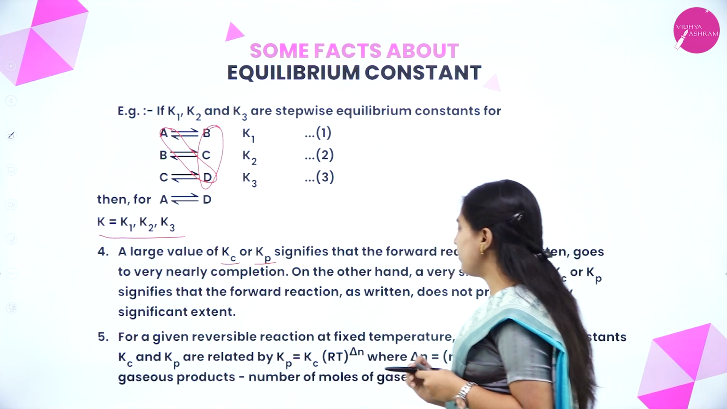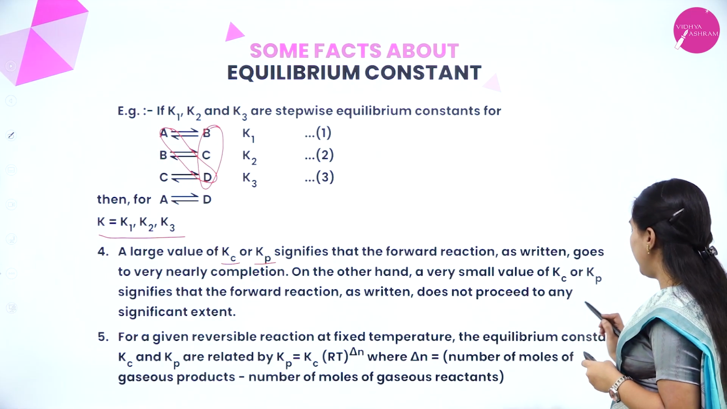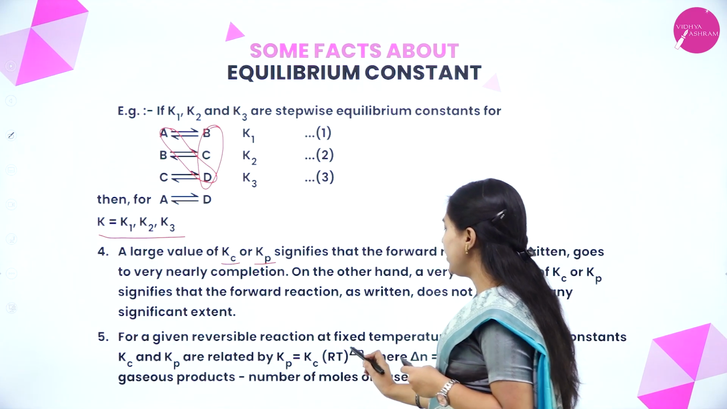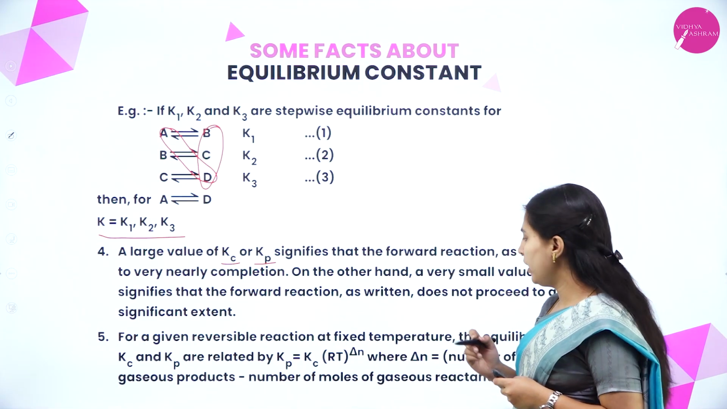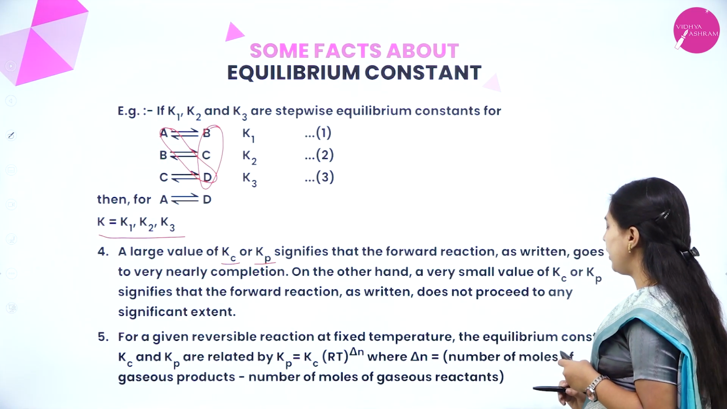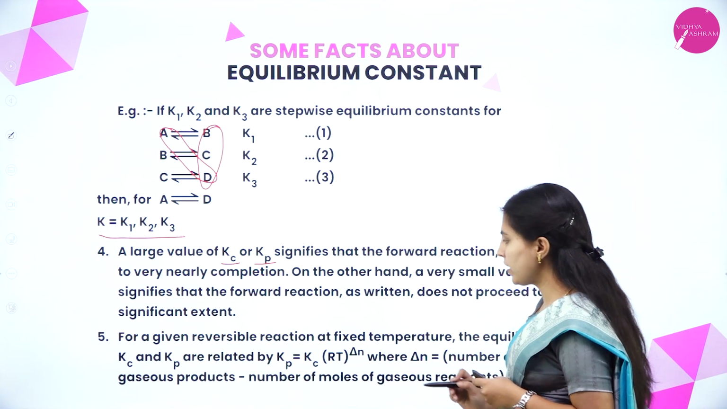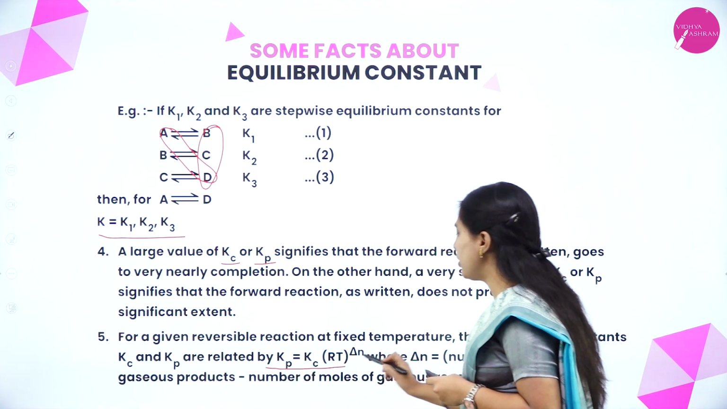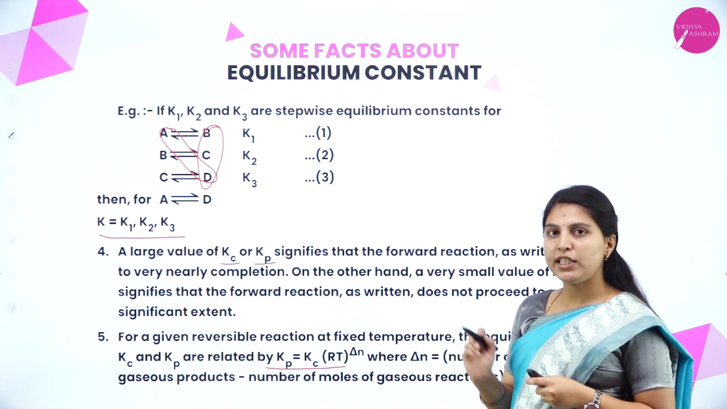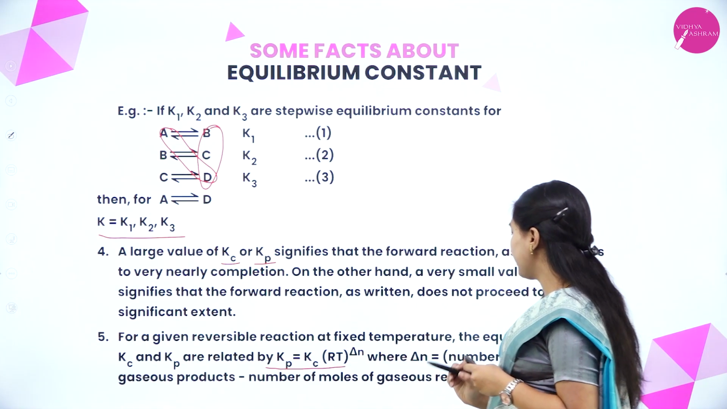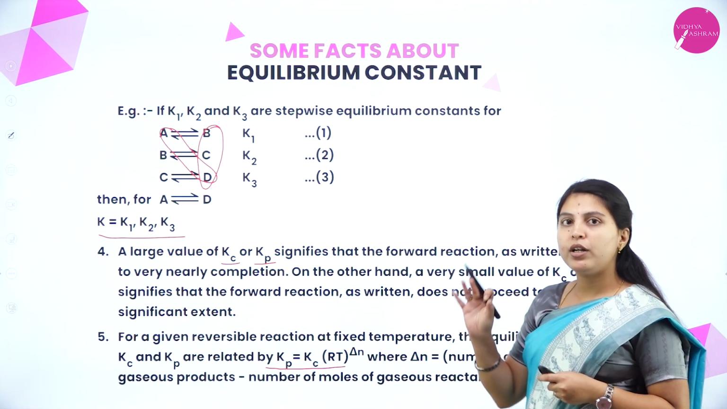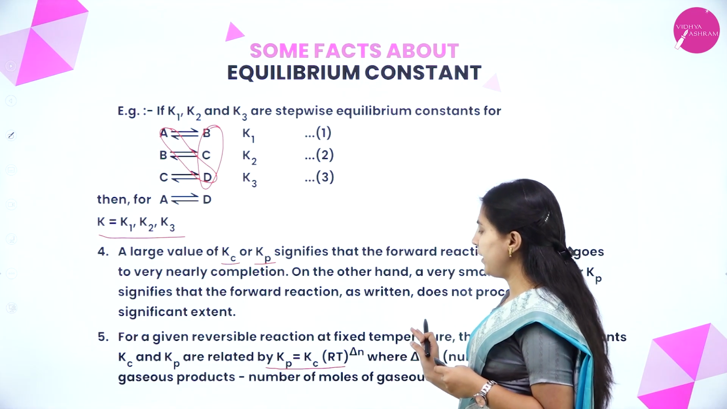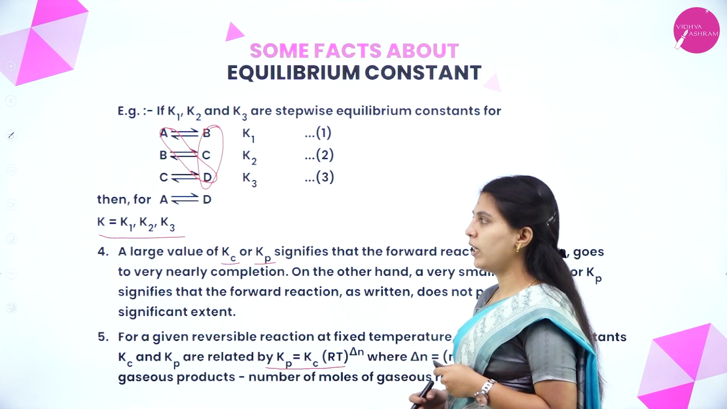For a given reversible reaction at a fixed temperature, the equilibrium constants Kc and Kp are related by Kp equal to Kc into RT to the power delta N, where delta N is equal to the number of moles of gaseous products minus the number of moles of gaseous reactants. This formula is very much important: Kp equal to Kc into RT to the power delta N. That delta N is nothing but the number of moles of gaseous products minus the number of moles of gaseous reactants. How is the number of moles identified?